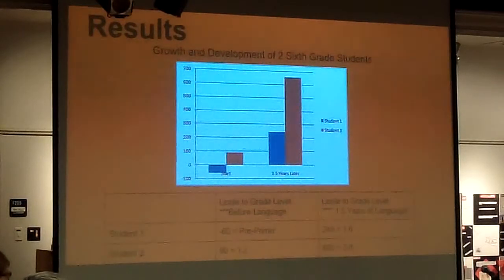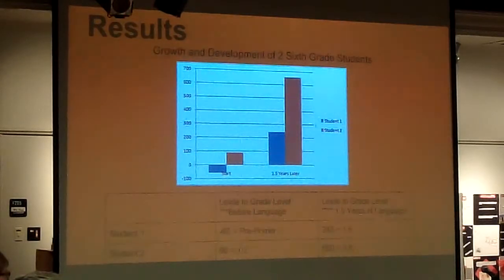I have two sixth grade students here that I've had the pleasure of working with for a year and a half. One of them came to us from another district, and when she was tested, she had a negative Lexile in fifth grade, reading below a kindergarten level. After a year and a half, we're approaching the second grade reading level.